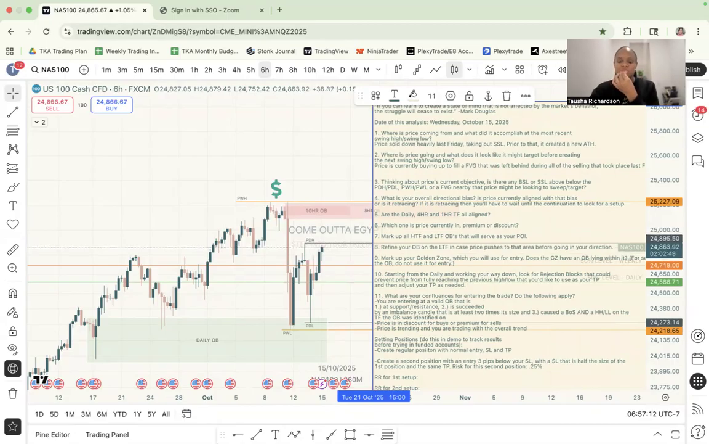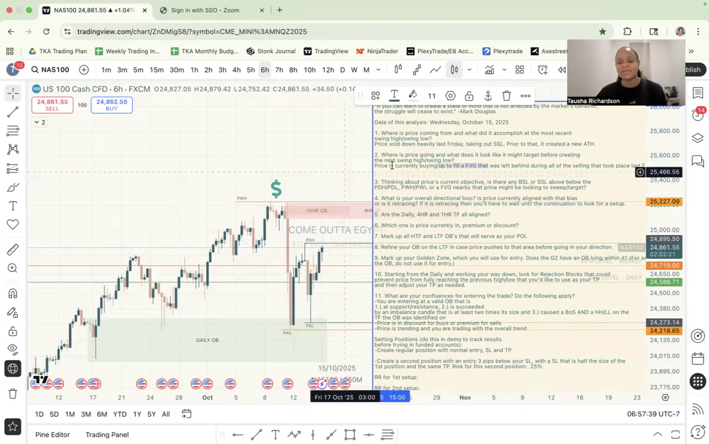And my next question is about liquidity, so I'll type that there. So thinking about price's current objective, is there any buy side liquidity or sell side liquidity above or below the previous day high, previous day low, previous week high, previous week low, or a fair value gap that price might be looking to sweep or target? And actually, I'm sorry, let me go back.